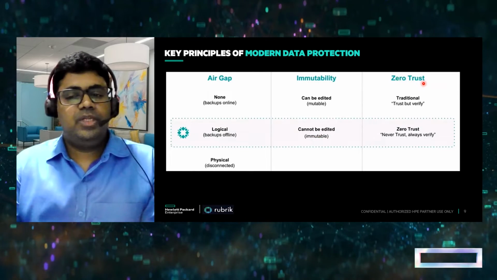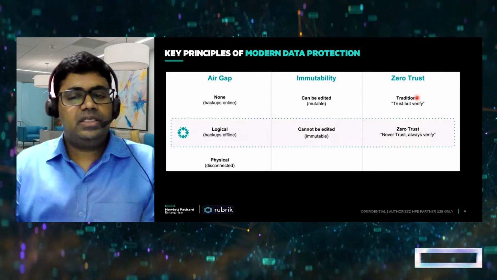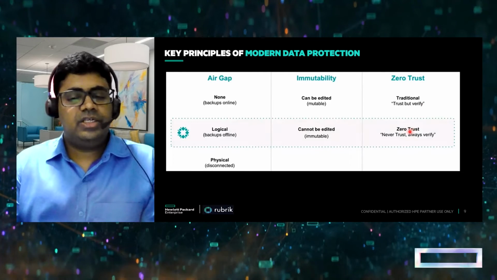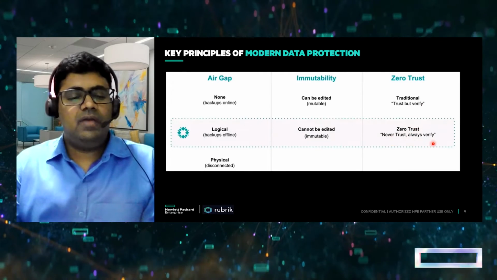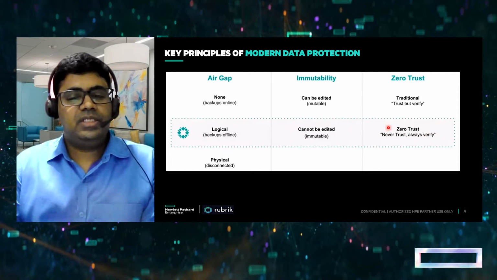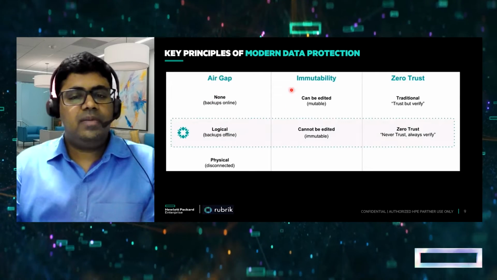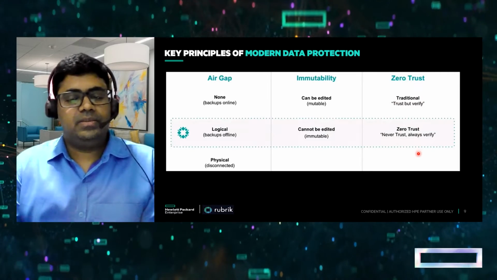And another key principle is zero trust. Normally in a traditional environment, it is trust but verify. But when it comes to the Rubrik architecture, zero trust architecture, that means never trust, always verify. So our HPE and Rubrik runs within this solution. And I repeat, the key solution is air gap and immutable backups, and also the zero trust architecture.